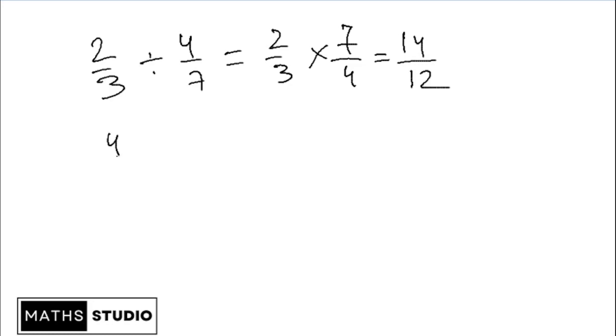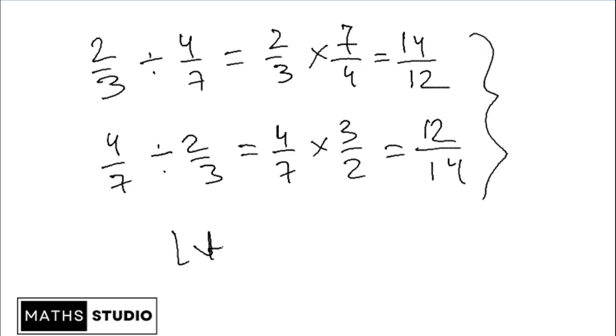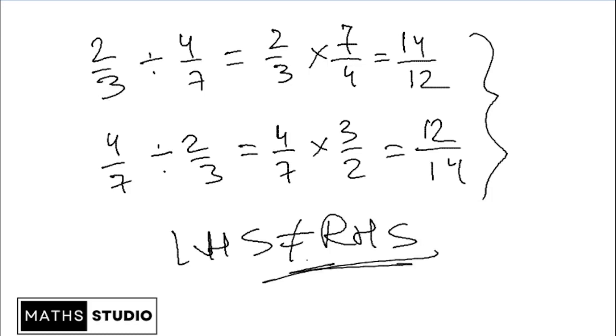However, if we change the order, 4 by 7 divided by 2 by 3, that would give me 4 by 7 into 3 by 2, that would give me 12 by 14, which is LHS is not equal to RHS. Okay, so division will not follow the commutative rule.